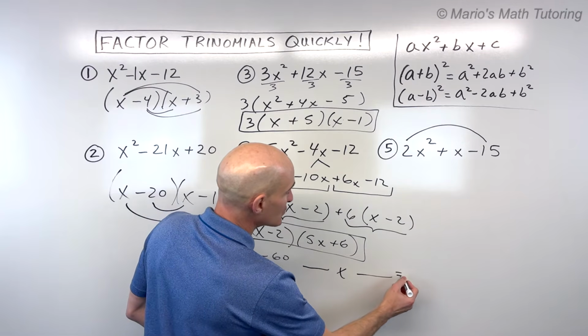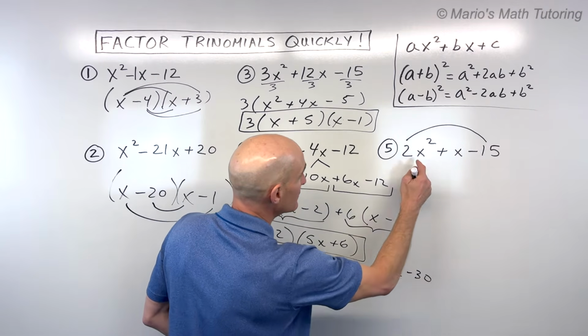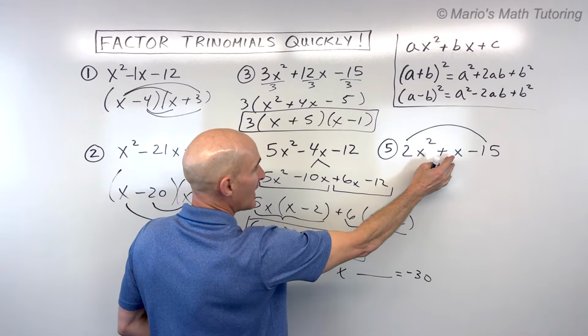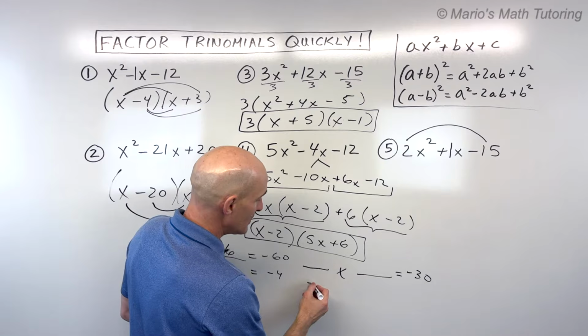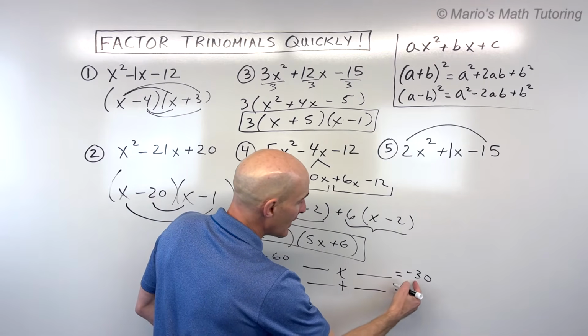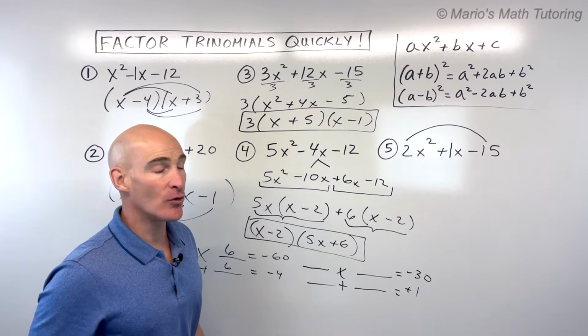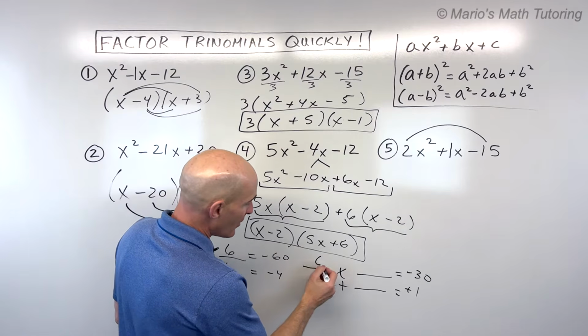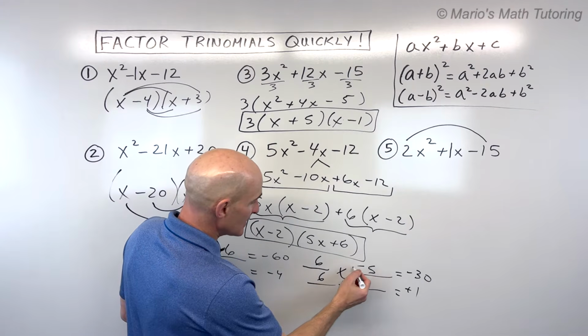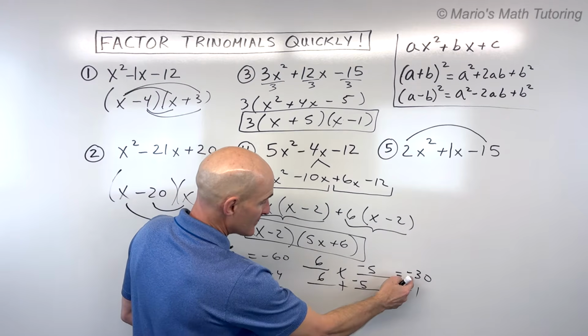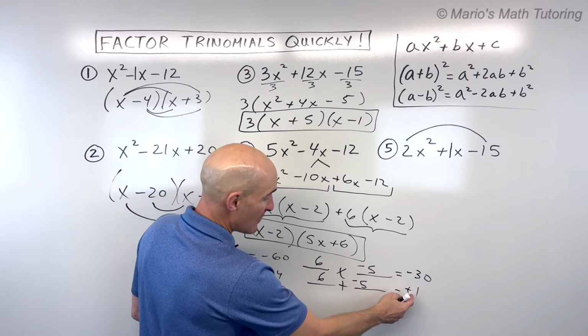We say, what 2 numbers multiply to negative 30, that's 2 times negative 15, but add to this middle coefficient, which is understood to be a positive 1? So can you think of 2 numbers that multiply to negative 30 but add to positive 1? This is probably the toughest part about the problem, but once you find these numbers, you can see it's going to be, let's see, 6 times negative 5 is negative 30, and 6 plus negative 5 is positive 1.